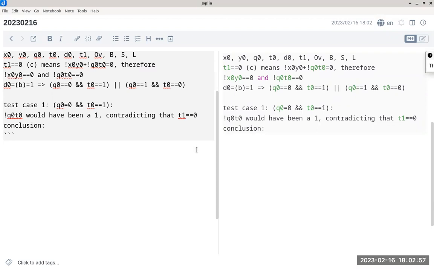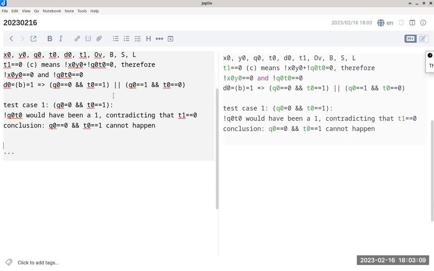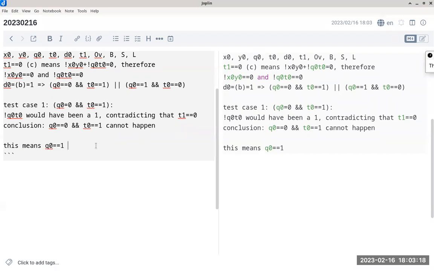So the conclusion is Q0 is 0 and T0 is a 1 cannot happen. Well, if that cannot happen, we only got one more choice, right? Because we know between these two, one of them has to be true. So that means the other one has to be true. So this means Q0 is a 1 and T0 is a 0 has to be the case.